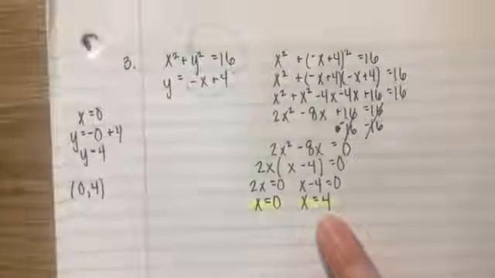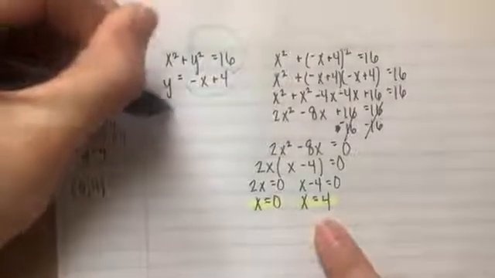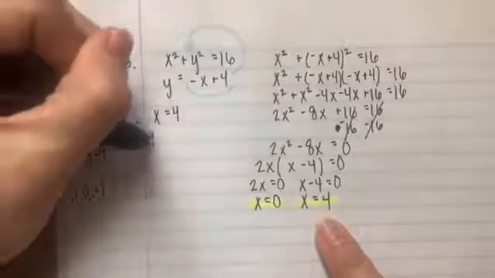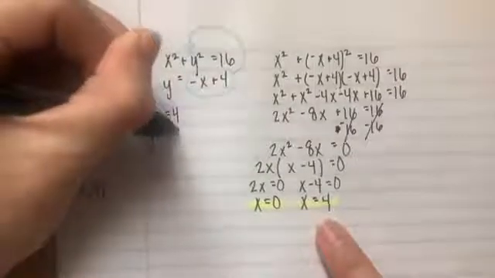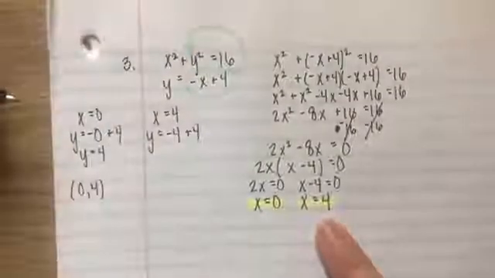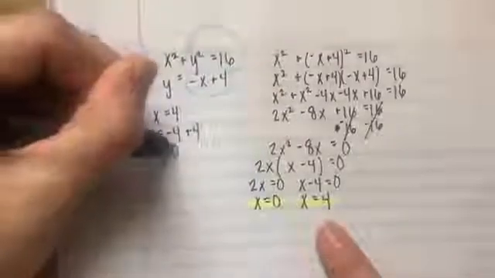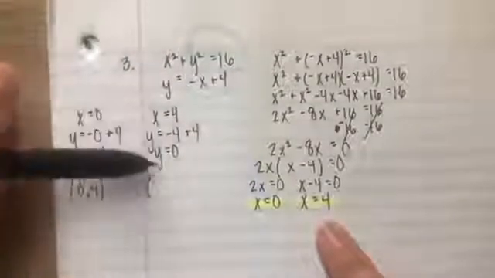And then for when x equals 4, if you substitute it into that equation, y equals -x plus 4, so -4 plus 4. -4 plus 4 is 0, so y equals 0, so the other solution is (4, 0).